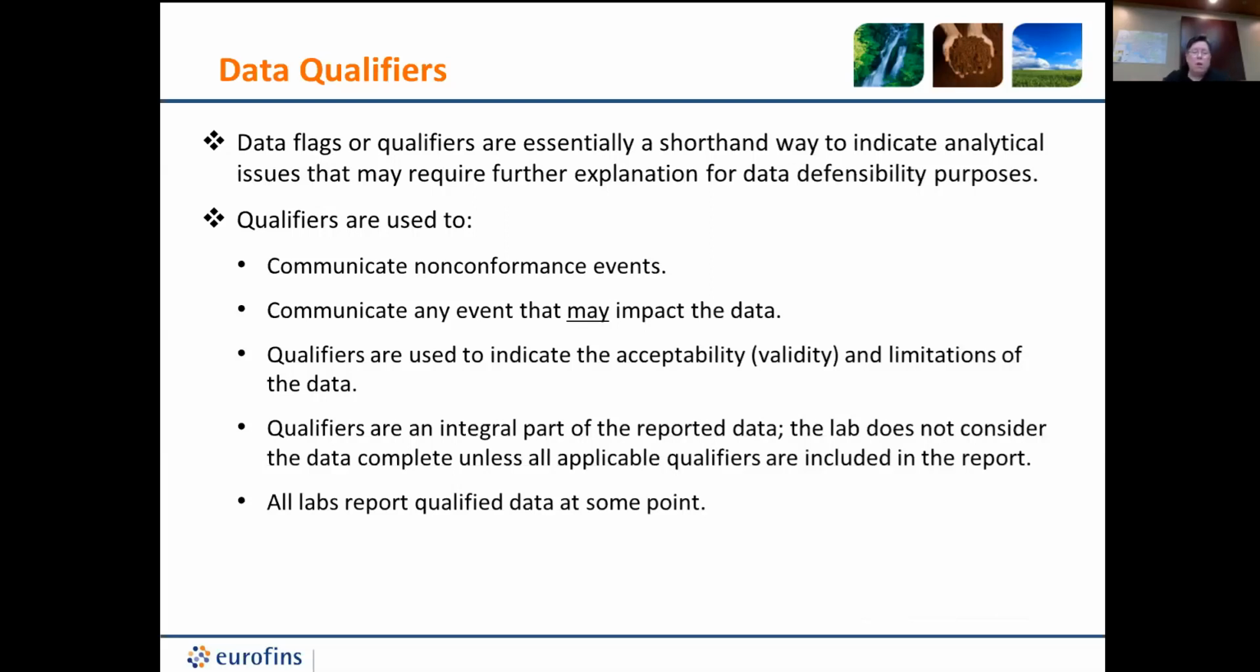Not only do we qualify data, but you should also see what that qualifier means, and there should be something stated in the narrative on your report to let you know how to interpret that data at that point.